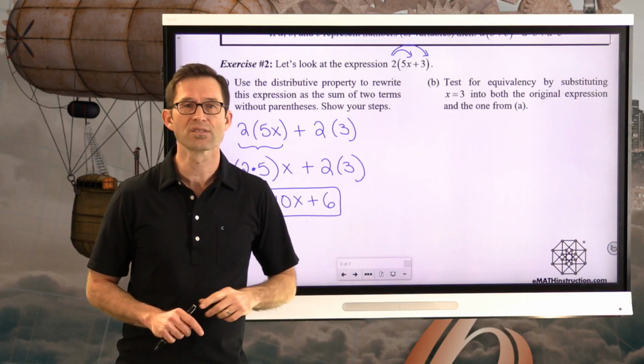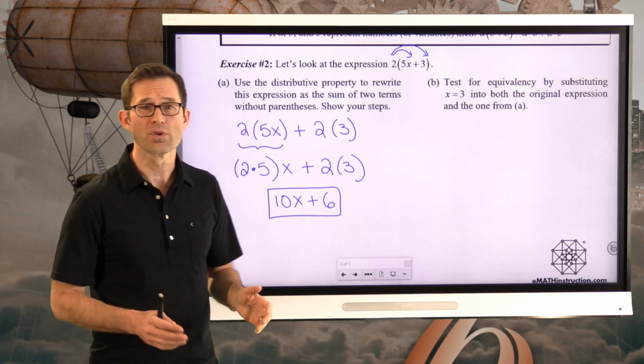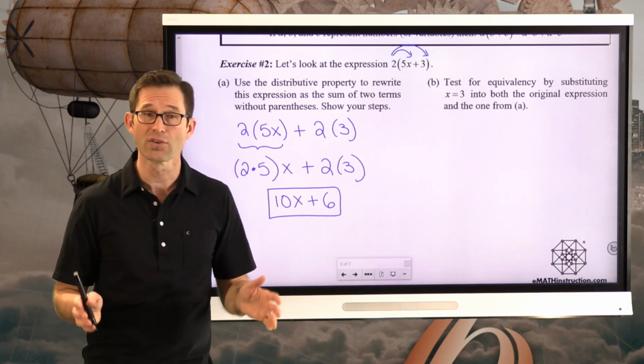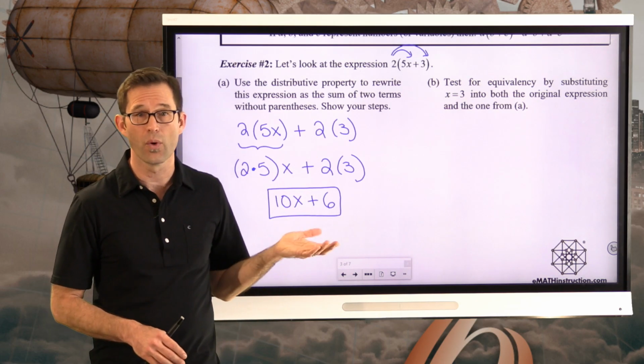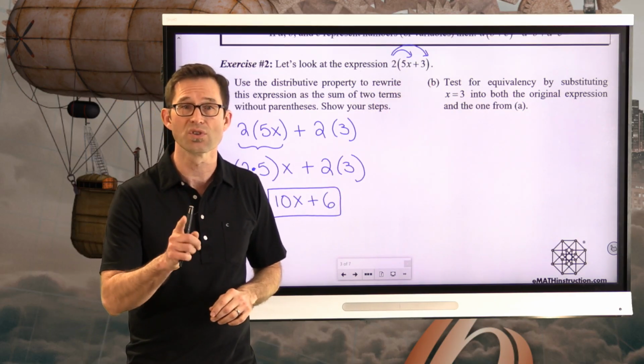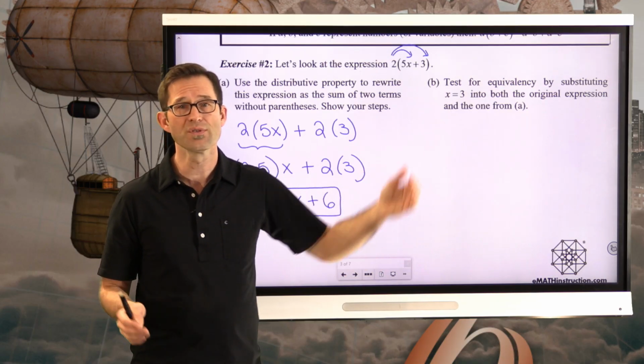Letter B asks us to do the following. Test for equivalency by substituting x equals 3 into both the original expression and the one from letter A. So in other words, if these two expressions are equivalent, I should be able to grab any value of x, I mean literally any value of x, and throw it into this one, throw it into this one, and they should give me the same result. So I just pick one randomly. So why x equals 3?